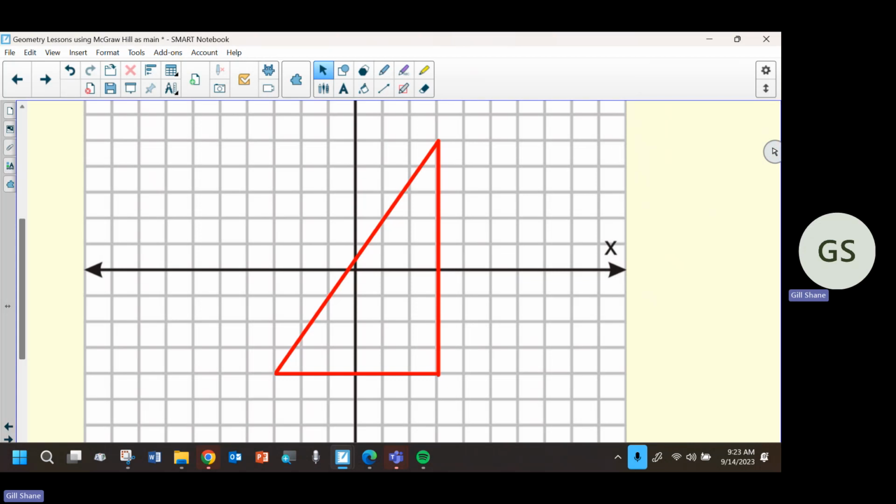That's for area. What do you want me to find? Perimeter, I said. Perimeter. I'm gonna even give you a hint.